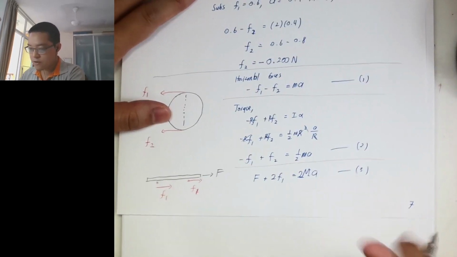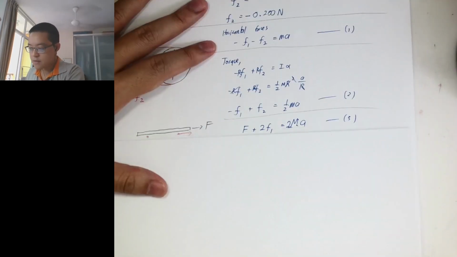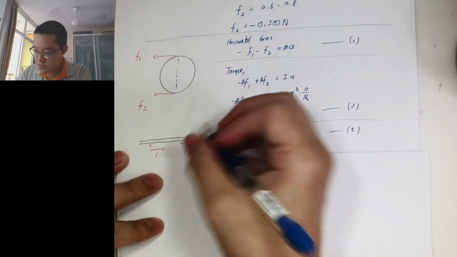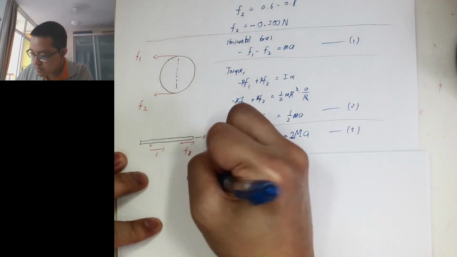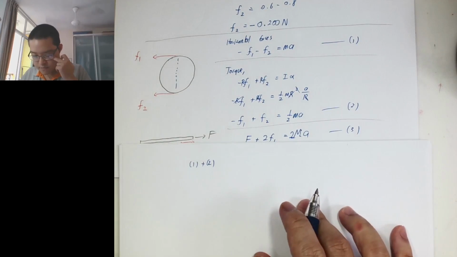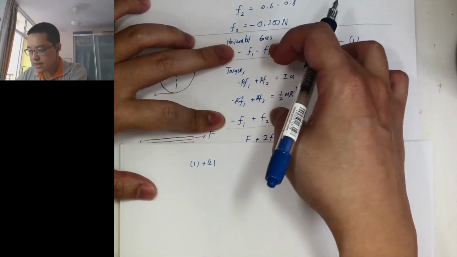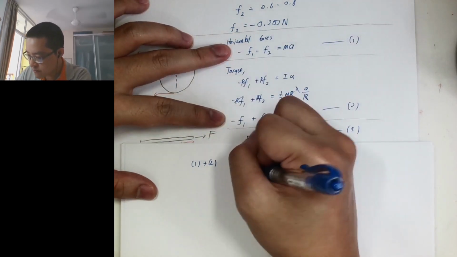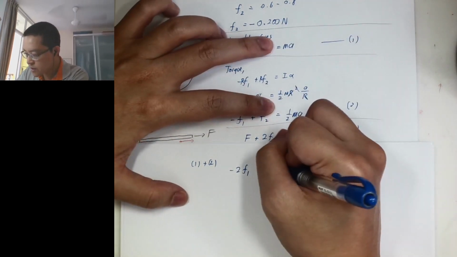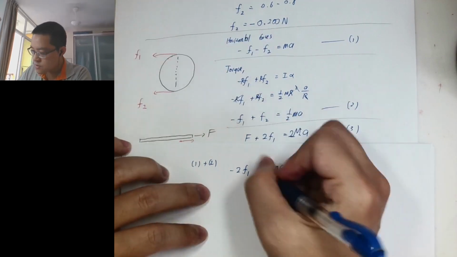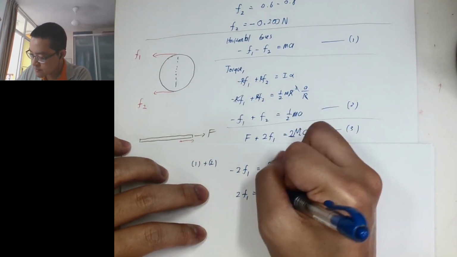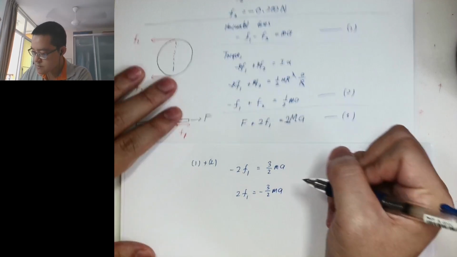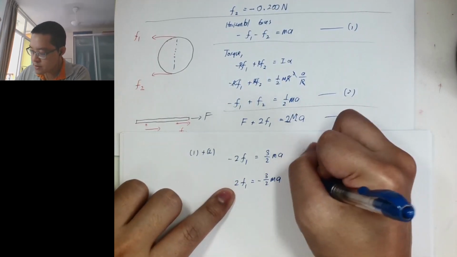So if I now solve, let's take 1 plus 2 again. 1 plus 2, I will cancel the F2, so I got negative 2F1 is equal to 3 over 2 MA, so that my 2F1 is negative 3 over 2 MA. Right? And then I will substitute this into 3.